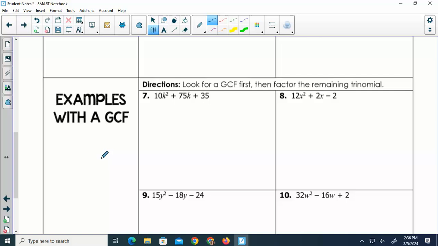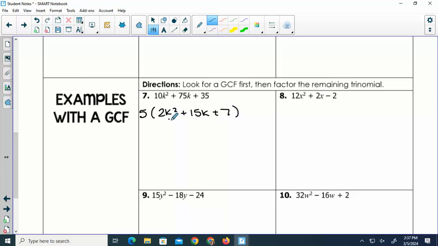Has a GCF. We could take out a 5. Now, does the 5 just disappear? No, it just stays in the front. So when I take that out, then we have 2k squared plus 15k plus 7.